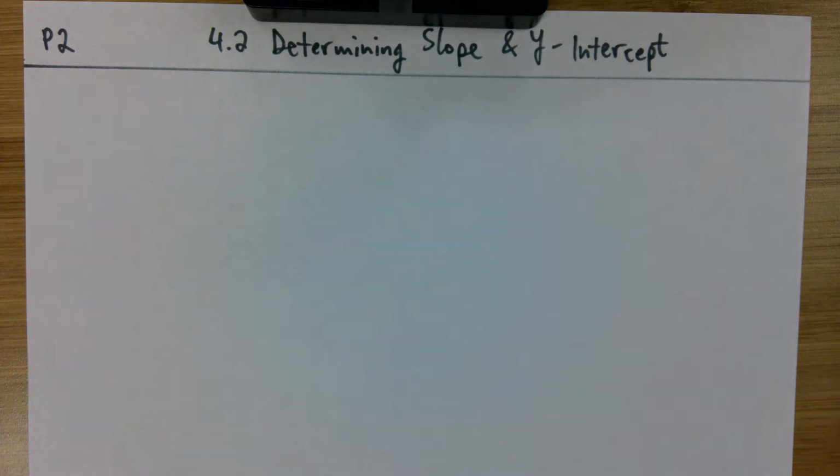So 4.2, determining slope and y-intercept. Just like with our warm-up today, we took a look at 4 different graphs, and all we did was identify whether those slopes were positive, negative, 0, or undefined.